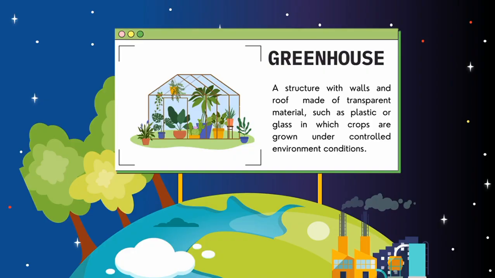So greenhouse is a structure with walls and roof made of transparent materials such as plastic or glass in which crops are grown under controlled environment condition. So greenhouse are designed for the protection of plants against excessive cold or heat. So this building is very important in agriculture, horticulture, and for botanical science. So our farmer also use this greenhouse to grow fruits, vegetables, flowers, and any other plants that require special conditions of temperature.